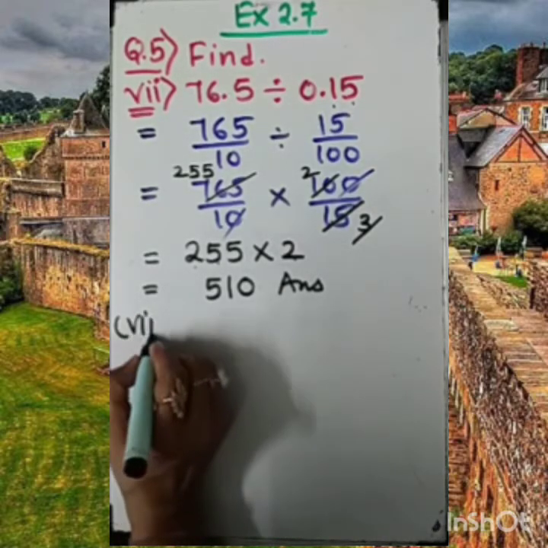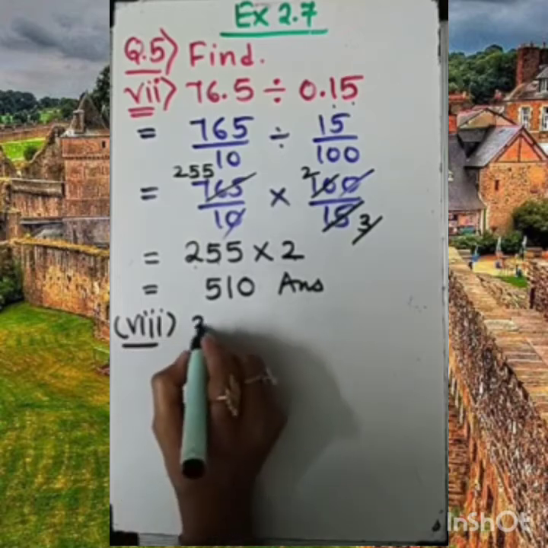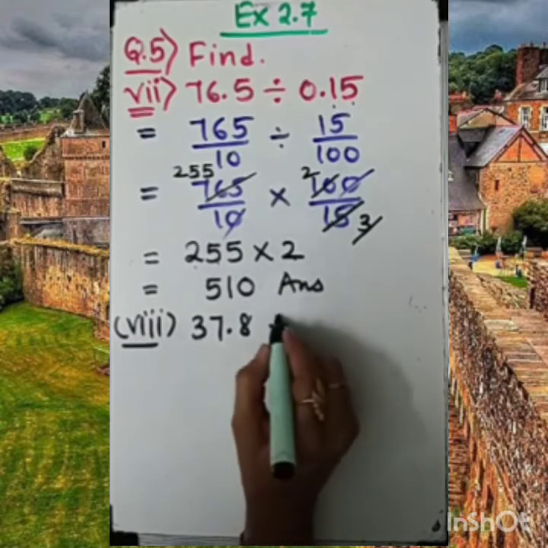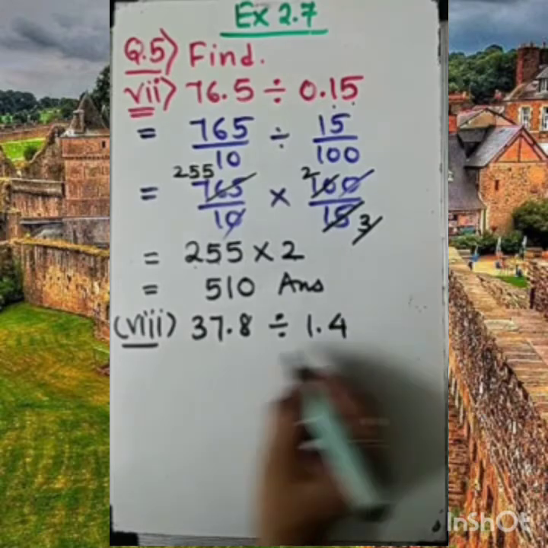One more is with us. 8th one, what we are given? 37.8 divided by 1.4. Very easy.